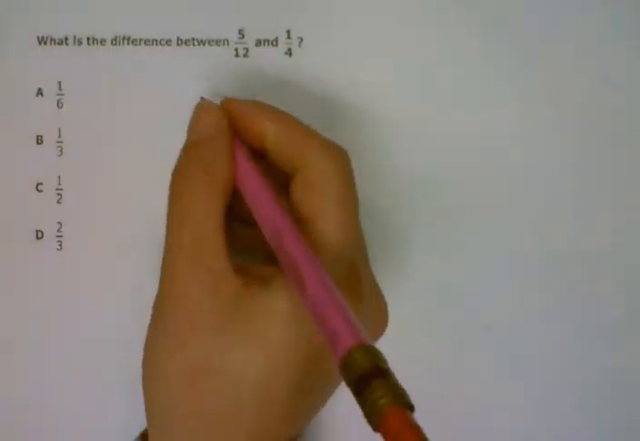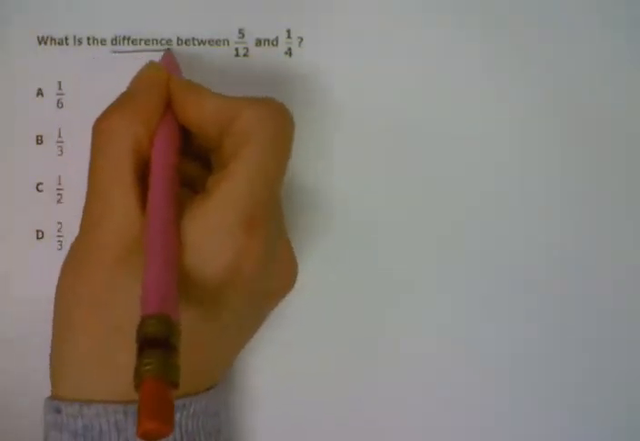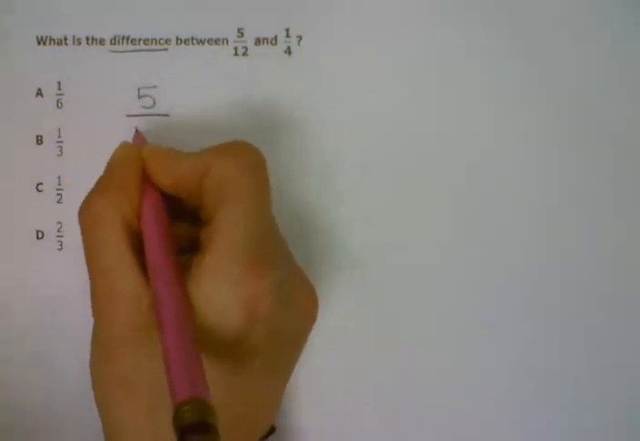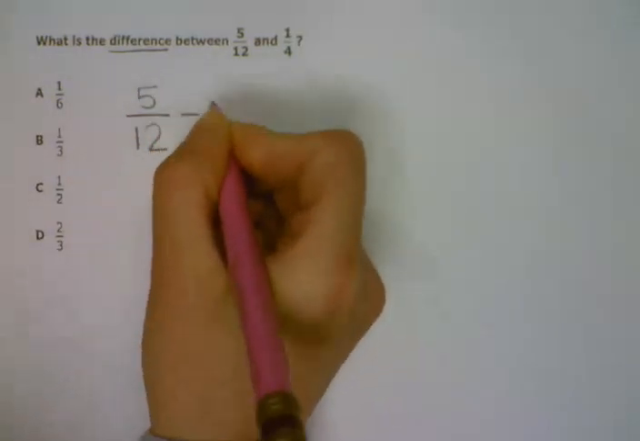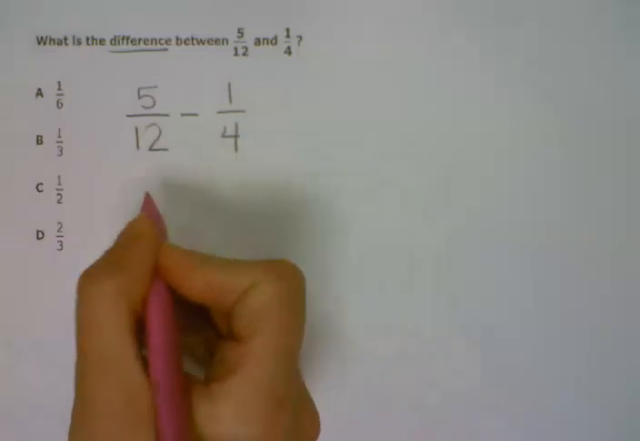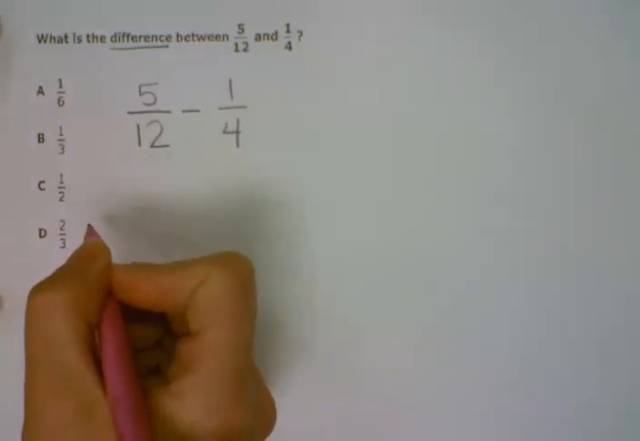Let's go over how to subtract fractions using an algorithm. First, I'm going to write the equation. I know the word difference means subtract, so I'm going to set up 5/12 minus 1/4. I'm noticing that my denominators are different and I need a common denominator in order to subtract.